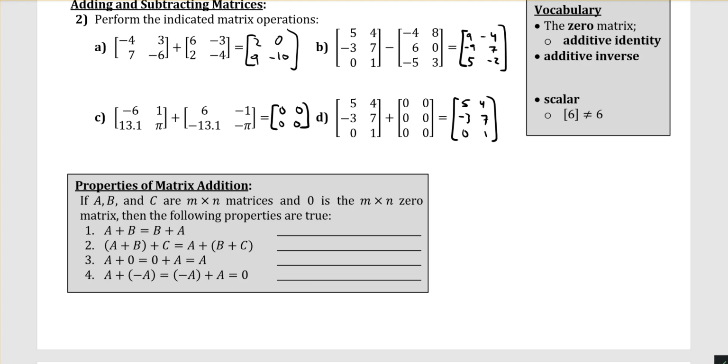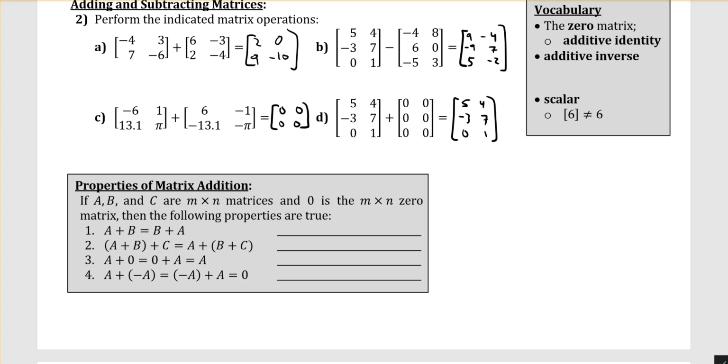And then these two matrices that we added in part C are called additive inverses, because if we add them together, we get all zeros. Kind of like 5 and -5 are additive inverses, because when we add them together, we get 0. Same thing for the matrix. When you add them together and get the zero matrix, they are inverses of each other. And the additive identity is the zero matrix, because if I add all zeros to everything, nothing changes.